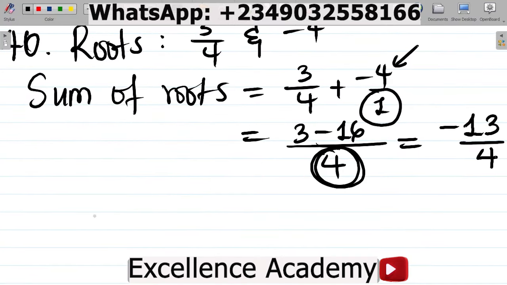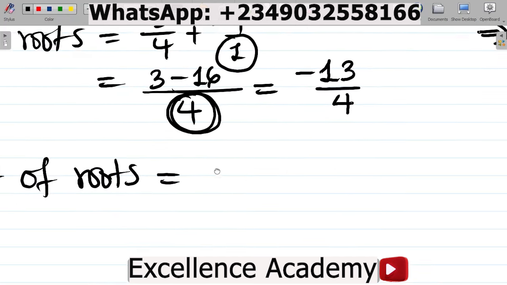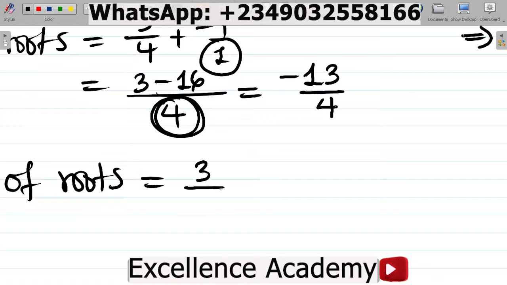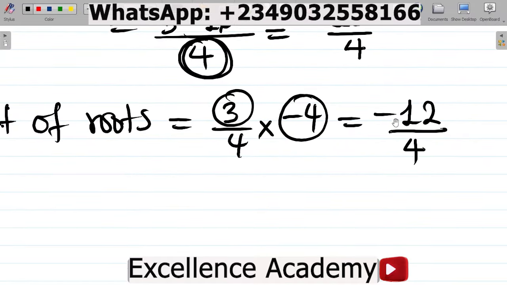Let's get the product of roots. As the name says, product, that means I'm multiplying them. It becomes 3 over 4 times minus 4, and that is equal to 3 times minus 4, which gives you minus 12, all over the denominator 4.